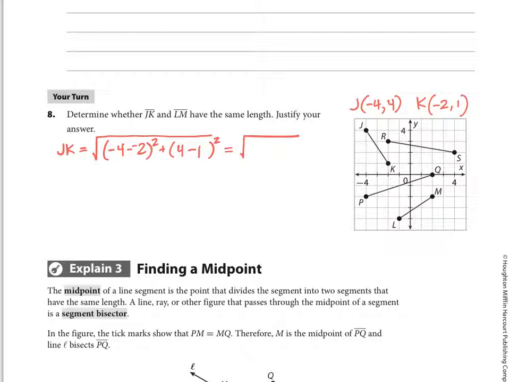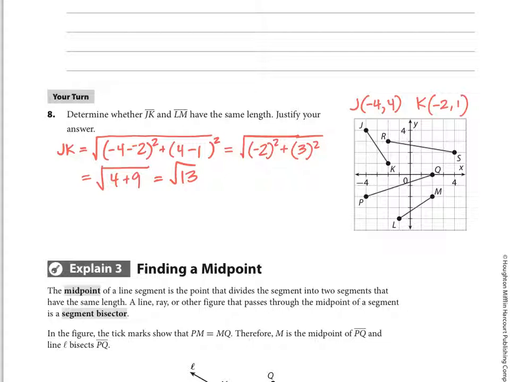-4 minus -2, that gives us -2. 4 minus 1 gives us 3. Square those. I get 4 plus 9. Once you get to this part of the formula or this process, you will have all positive numbers, right? When you square negative numbers or you square positive numbers, it's going to turn out positive. And if I add those together, I get the square root of 13.